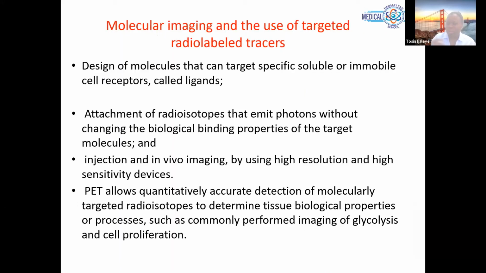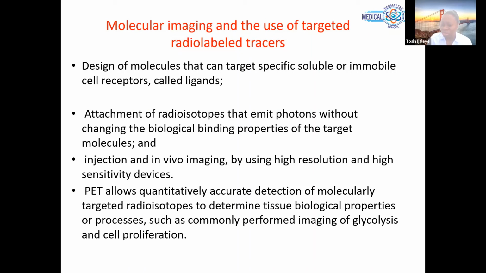Okay, now I want to briefly talk about molecular imaging and the use of targeted radiolabeled tracers. I've said earlier that the last speaker mentioned a lot about this. What happens is a three-stage process at the molecular level. First, the design of molecules that can target specific soluble or immobile cell receptors in the body, which are called ligands. After this stage, we go to the attachment of radioisotopes that can emit photons without changing the biological binding properties of the target molecule.